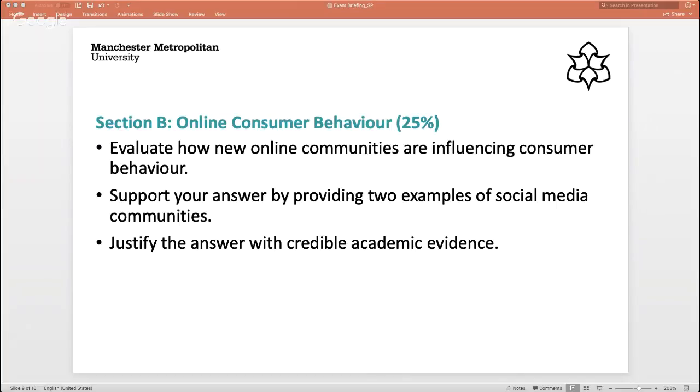And you're going to have to use some academic evidence, so credible academic evidence. We are going to be asking you to get some journal articles and some databases, and we're going to be expecting that for a pass.